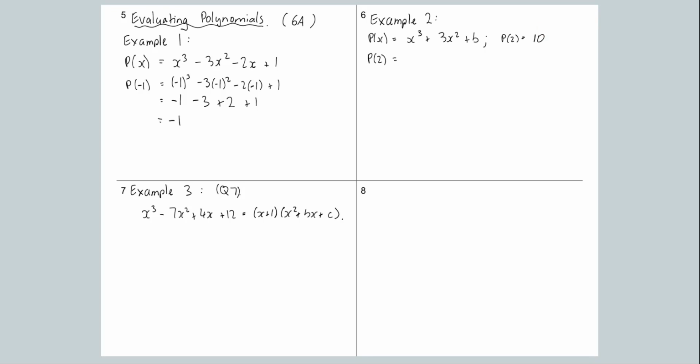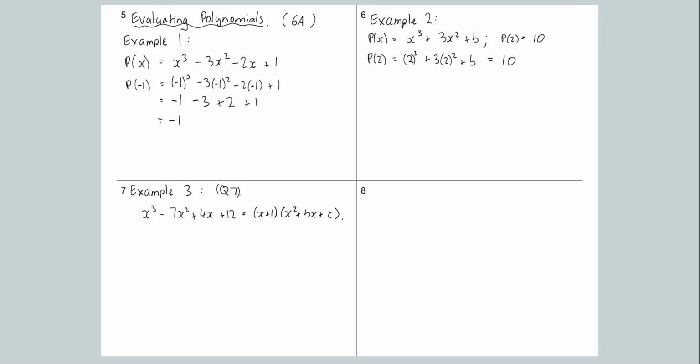P of 2 is equal to 2 cubed plus 3 times 2 squared plus b, which I don't know, and that equals 10. One of the very few times when I'll put an equal sign on the same line, as you can see here. And now I'm going to kind of forget about this because this is the key thing that I'm interested in. I'm going to simplify this. I might just do it in one step here this time.